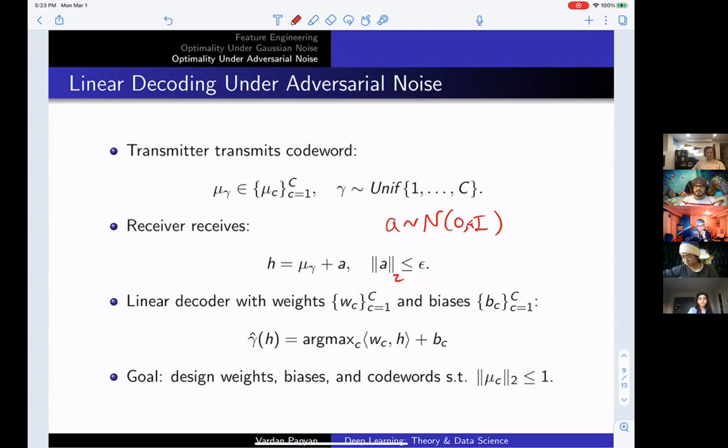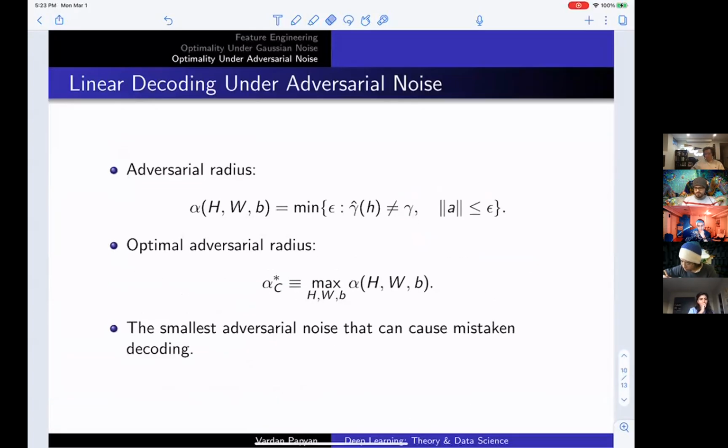So why is this question, or why is this problem interesting? Because one can actually prove, let me explain this. In this case of adversarial robustness, what you might care about is trying to maximize the adversarial radius. The adversarial radius is the minimal L2 norm that is required in order to cause a misclassification.